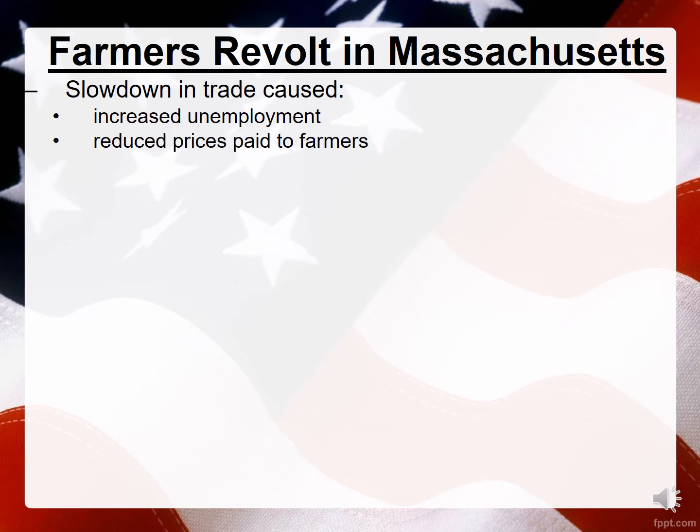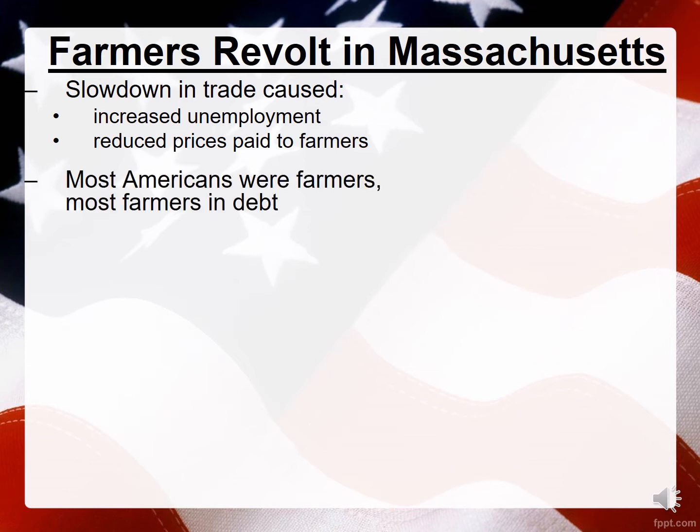With increased unemployment, more people were out of work. Also, because of the slowdown in trade, there were reduced prices paid to farmers. If you remember, agriculture and many of the natural resources that we had here were huge exports to other countries. With a slowdown in trade, not as much was being traded back and forth. A reduced amount of money paid to farmers created a pretty significant economic issue for farmers.